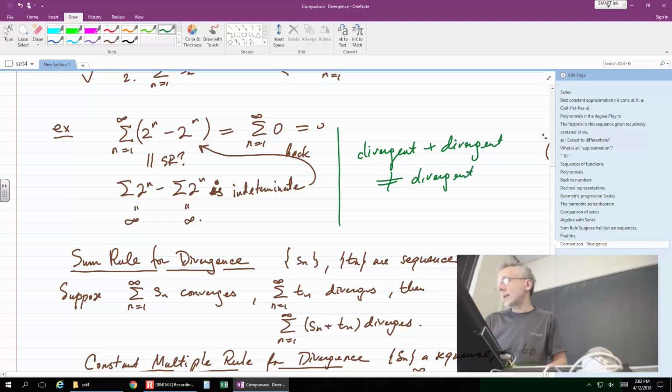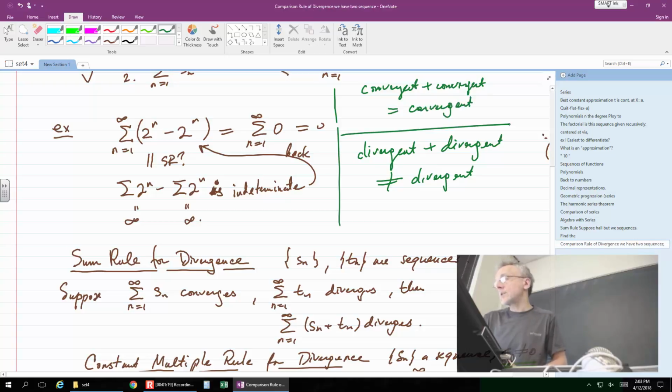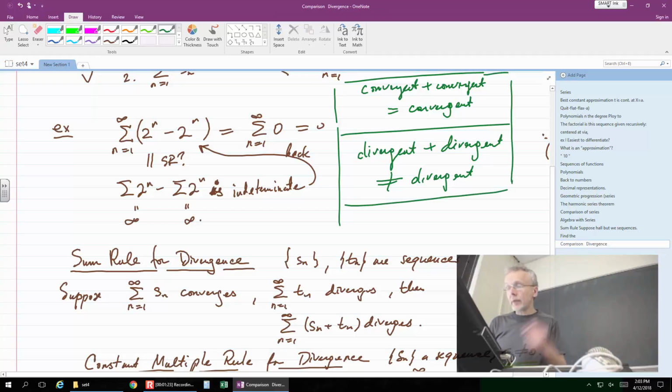So it is the exact opposite of what we know about convergent series. Convergent plus convergent is convergent. But we cannot make a similar statement about divergent series. So as you can see, the sum rule for divergence in fact necessarily involves one convergent series.